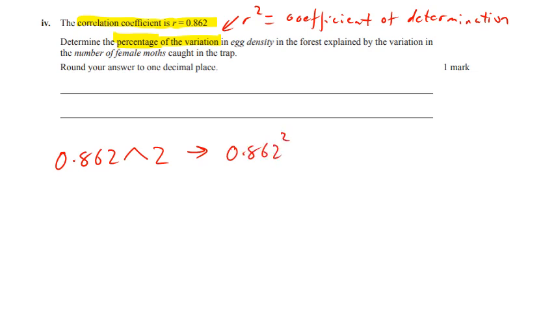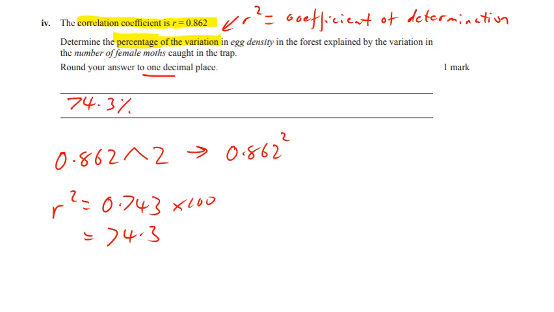And if you do all that and you type it into your calculator, you'll get that R squared equals 0.743. It says to 1 decimal place, and you go, cool, that's 0.7. No, it's not 0.7, because R squared always has to be as a percentage. So you've got to take that and times by 100, and that equals 74.3. So we can say the answer is 74.3%.